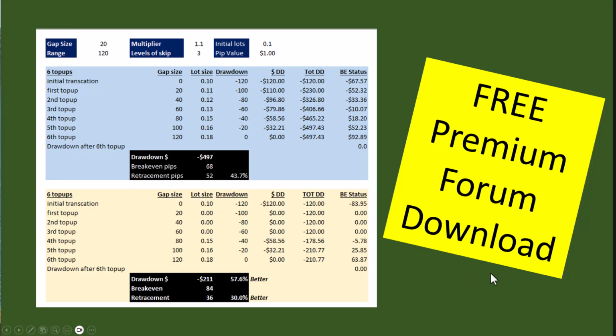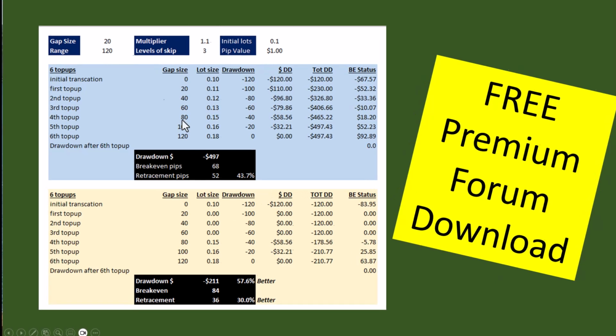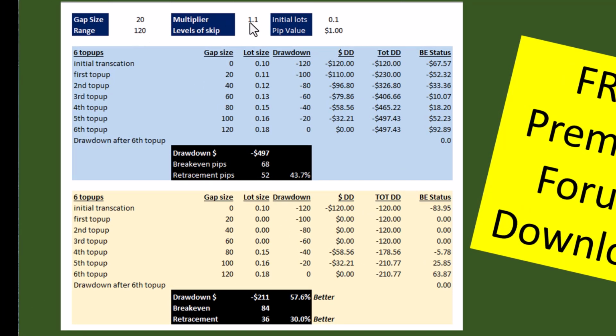Now, in order to explain it, what I did is I actually designed an Excel spreadsheet where you can go and play around with the gap sizing, the multiplier amount, the skip level, and the initial lot sizing, and that is what we're going to be talking about today. And those are the key, very key. If you can balance those 4 items, you will have a life of luxury using the Liberator EAs.